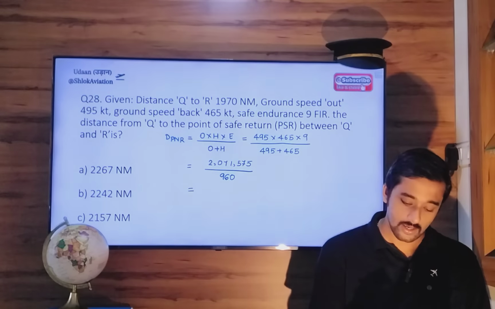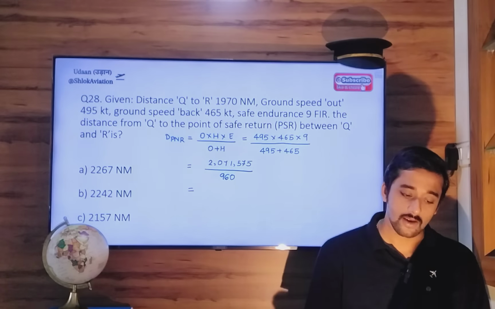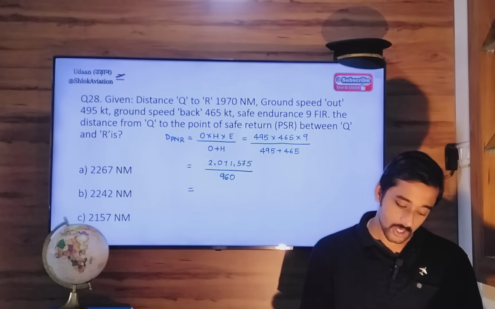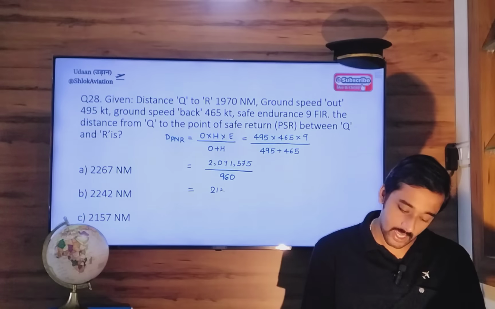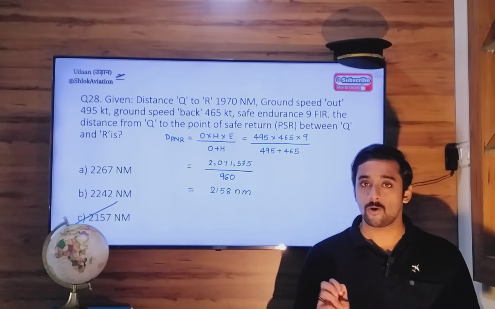So 2071575 divided by 960 is 2157.8 or 2158 nautical miles. So option Charlie. Formula based question. Question number 29.